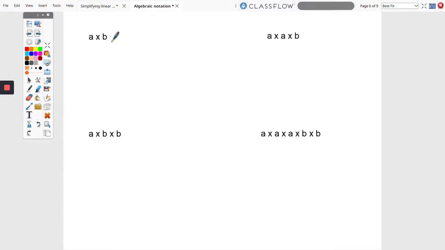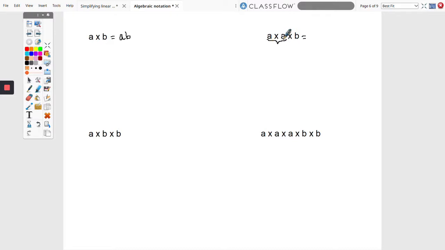Now, when we're multiplying and we have more than one variable, so we have more than one letter, we can actually remove the multiplication sign. So a times b, I don't have to write that as a times b. I can just write that as ab. Now the next one. Now I have a times b.